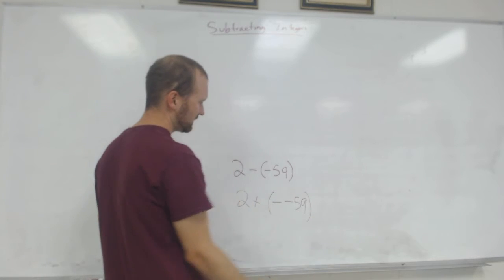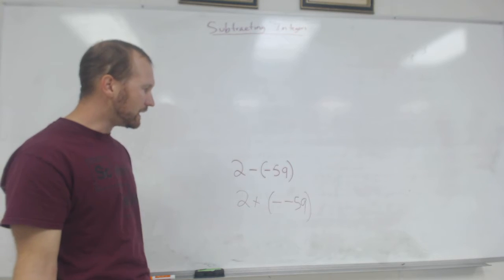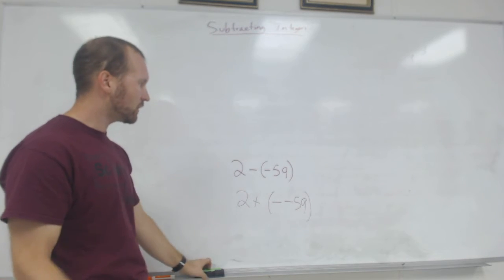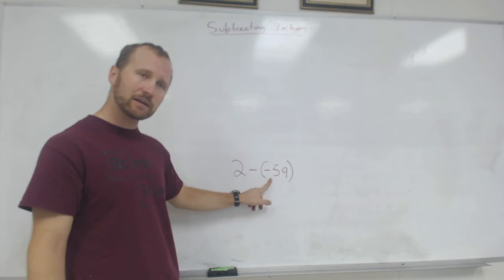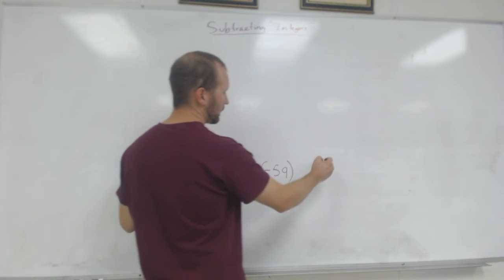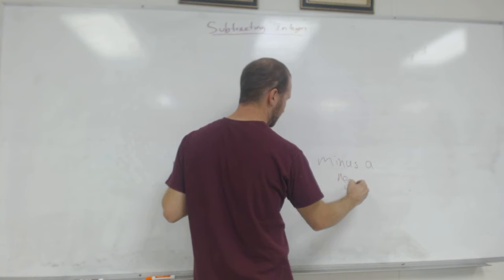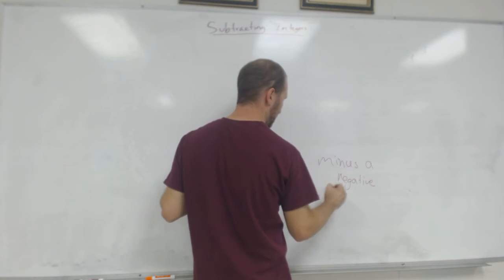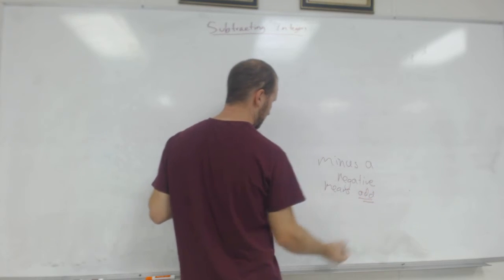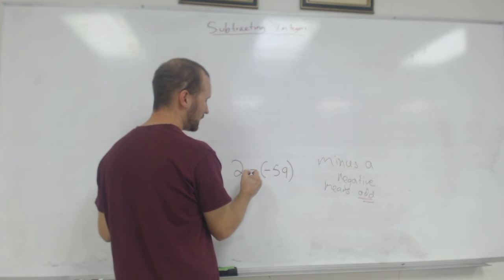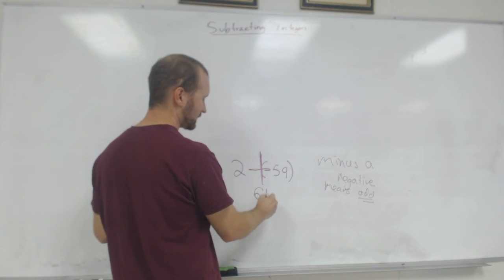What is a negative? What does that even mean? It is a positive. So the way that I do these, when I see minus a negative, minus a negative means add. So it's 2 plus 59, which is 61.